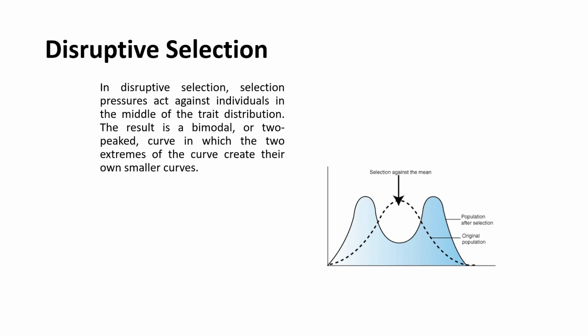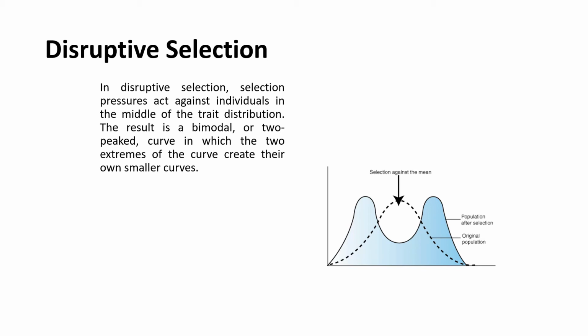The third form of selection is disruptive selection. Disruptive means something that gets disrupted, something that gets disturbed in between. So this is a selection where the selection pressures act against individuals in the middle of the trait distribution. So you can see there's a graph, it will go up, then it will go down, then again it will go up and come down.